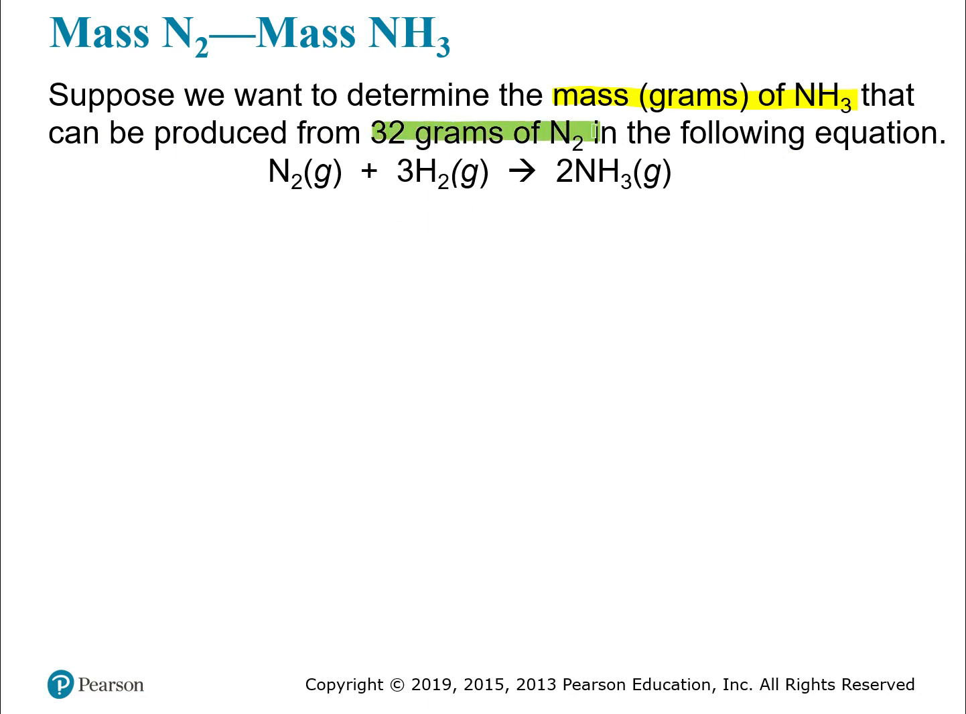Let's figure out what our given information is and then see what gaps we have that we can fill in with our knowledge and get from where we are to where we've got to go. Currently, what we know is that we have 32 grams of nitrogen gas. And we're trying to figure out the mass in grams that we'll make of ammonia. So that's our question.